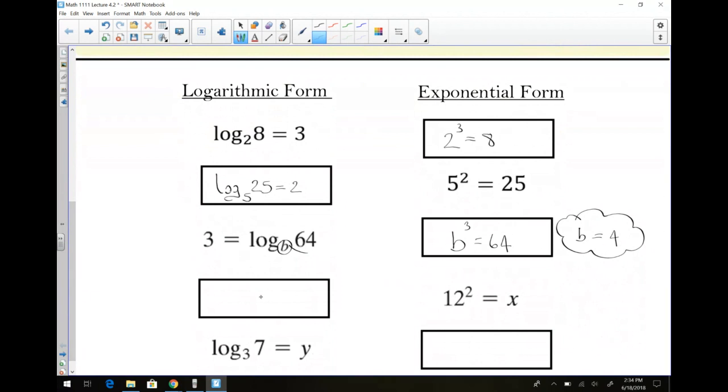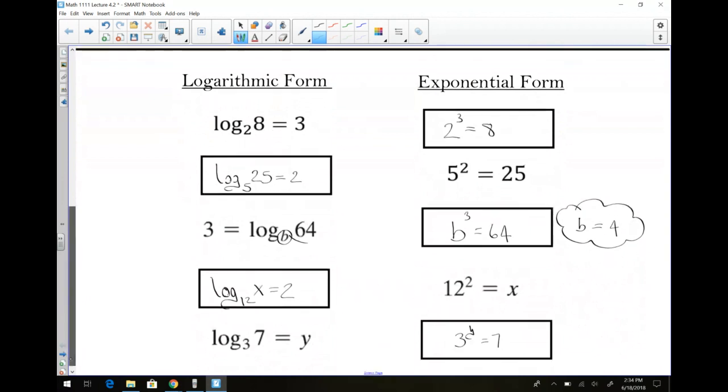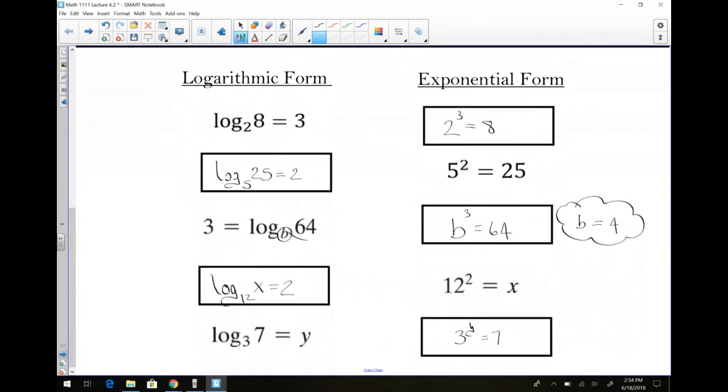So, exponential form to logarithmic form. I have this base b of 12, so I have log base 12 of x equals 2. And here my base is 3, so I have 3 to the y equals 7. So those are all the different types of forms that you can have, going forward to backwards and so on.